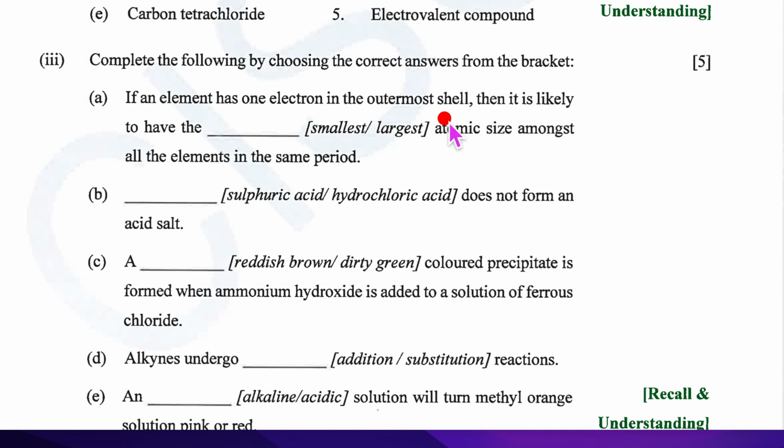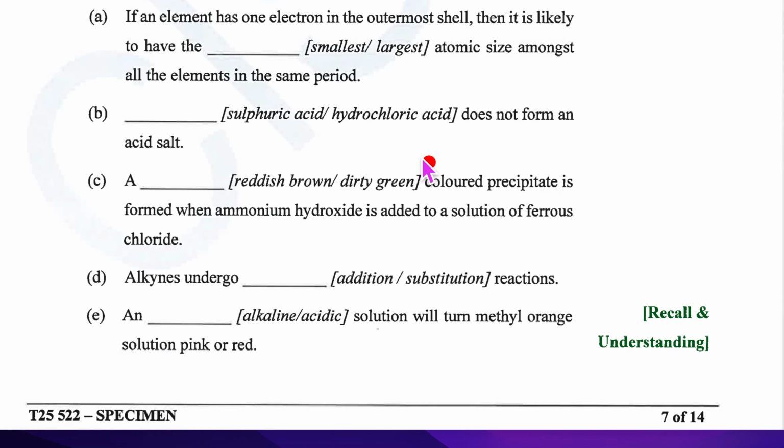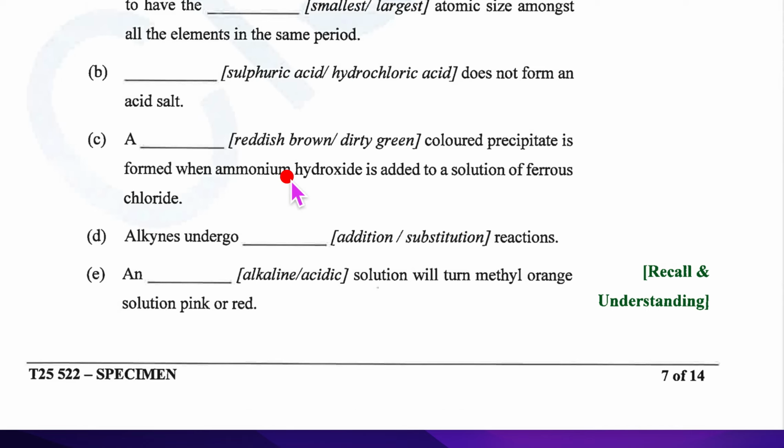Now an element with 1 electron in the outermost shell, periodic table. Know your periodic table very well. 1 electron in the outermost shell, that means it is group 1A. Group 1A will have larger atomic size, so this will be the largest atomic size. Sulfuric acid, hydrochloric acid does not form an acid salt. Hydrochloric acid has only one H, so it cannot be partially replaced. So it will be hydrochloric acid.